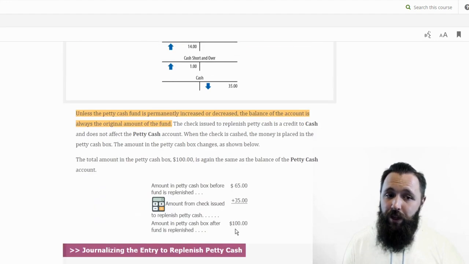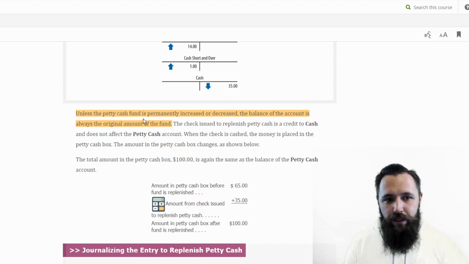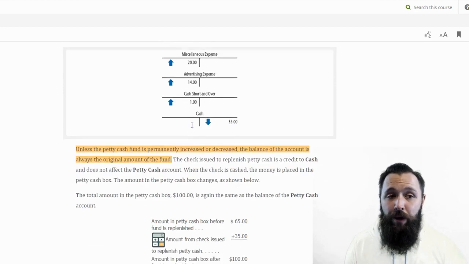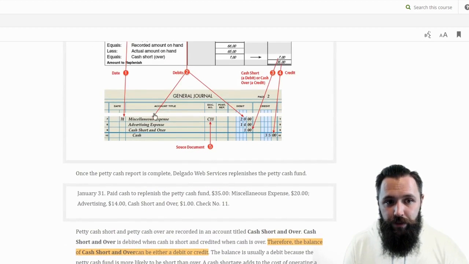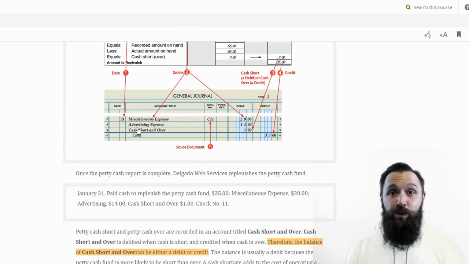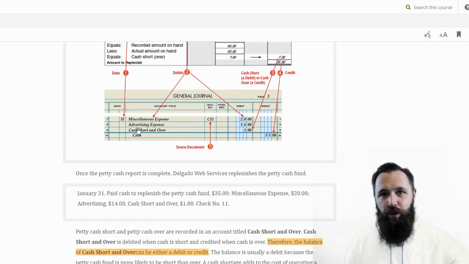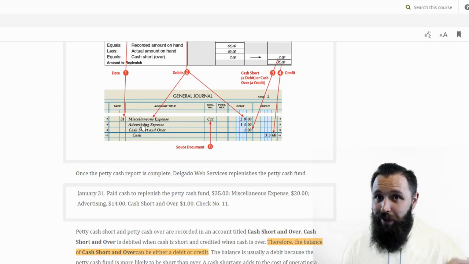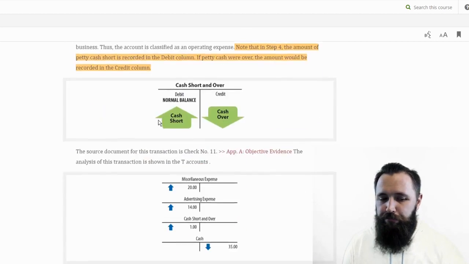Once again, you do it a couple times, it becomes a little bit easier. And just like I said in the beginning, unless the petty cash fund is permanently increased or decreased, the balance of the account is always the original amount of the fund. So that means, do you see petty cash here at all? No, you don't. And petty cash is, once we establish that fund, it just stays the same, okay? Unless Mr. Delgado says, you know what, I don't want $100 in there, I want $200. Well, then petty cash will be affected. But when we just go ahead and we reconcile, petty cash is nowhere to be found here, right? We're working within the petty cash fund, but we don't journalize anything with it.